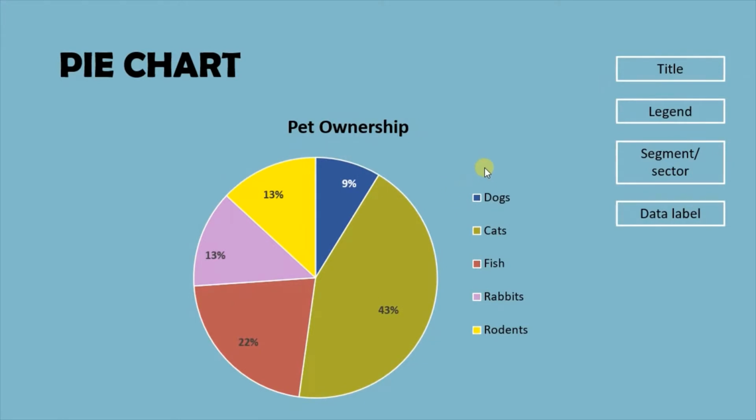Next, in the pie chart, we have legend. A legend tells what each slice represents. It helps the reader or the viewer understand what they are looking at.